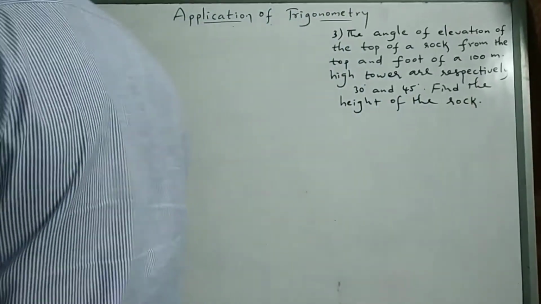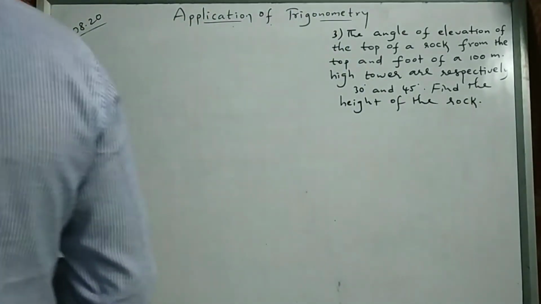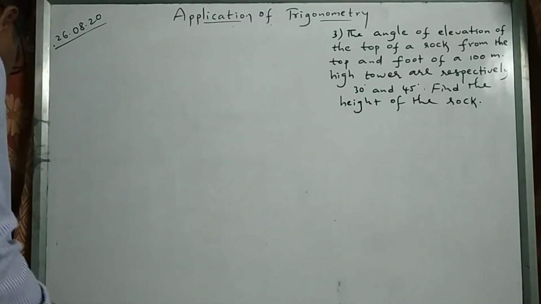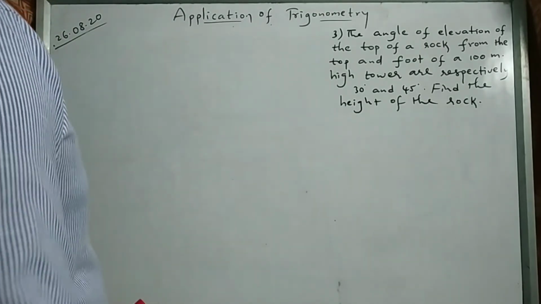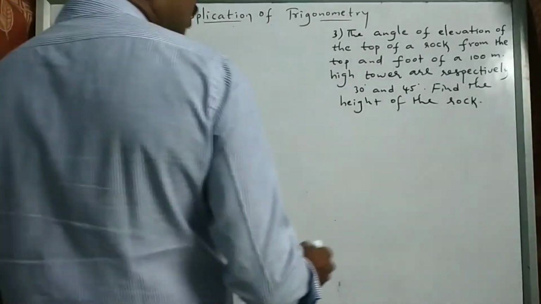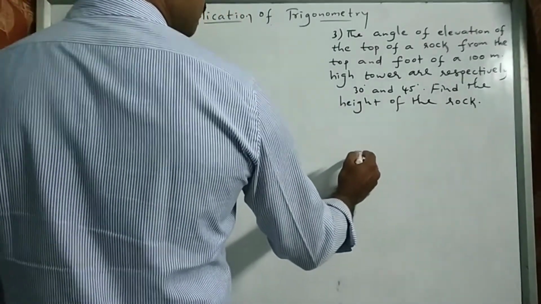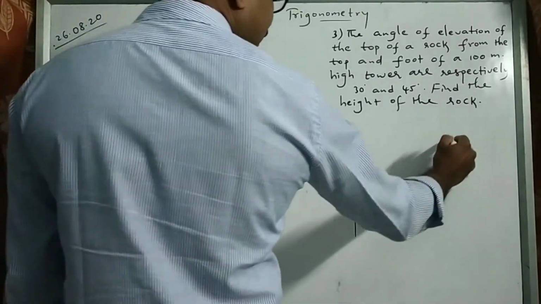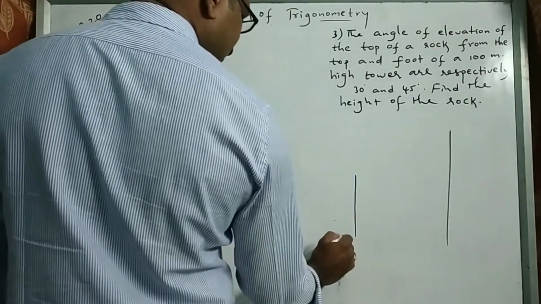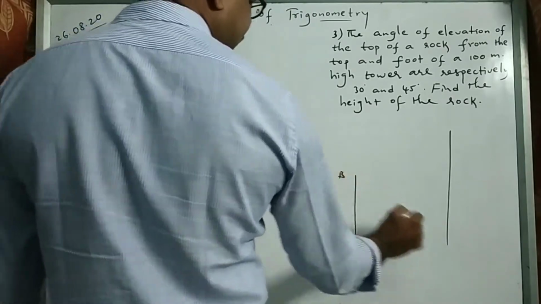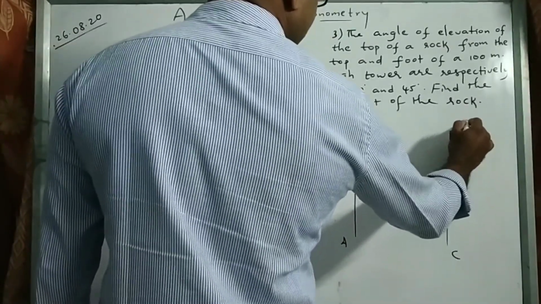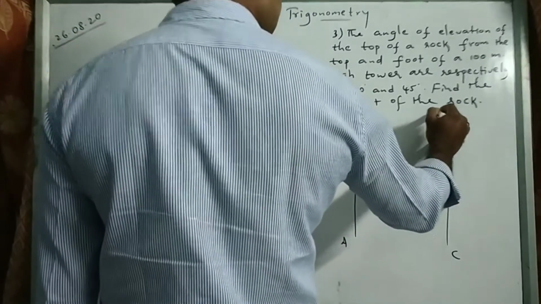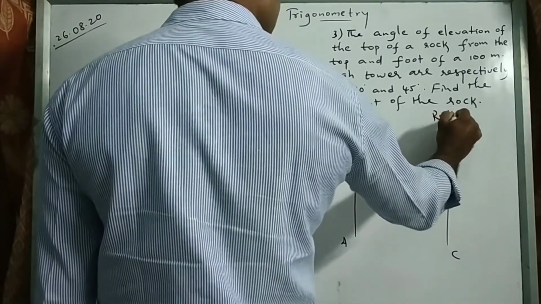Okay. So according to the question, I will draw the diagram. Look at. So the angle of elevation of the top of a rock from the tower. So I will draw one tower here and the rock here. So AB and CD. So this is a tower and this is a rock.